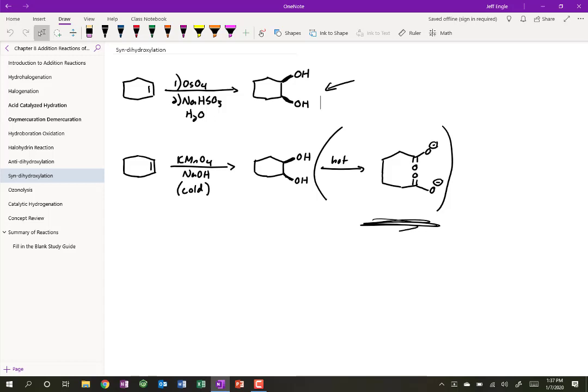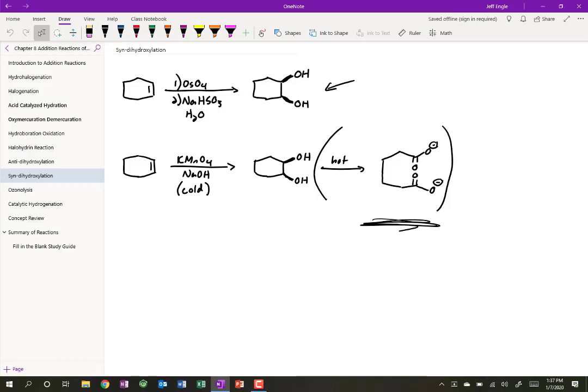And then the other option was syn dihydroxylation. Again, this was a mechanism I didn't expect you to memorize. I just said, remember the reagents. So osmium tetroxide followed by sodium bisulfite and water gives you the syn diol. We said in this example, it's a meso compound, so we don't need to worry about enantiomers. And then we said we could use potassium permanganate, sodium hydroxide, and run it cold. Either one of these work well.